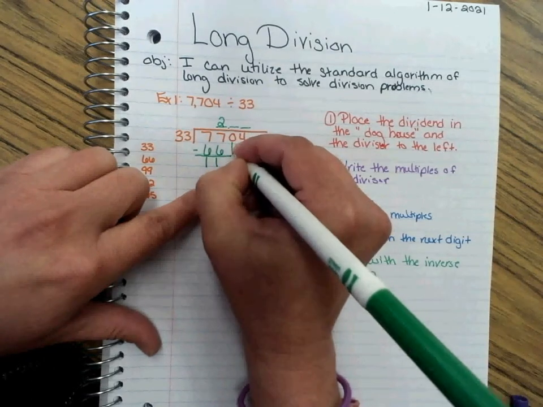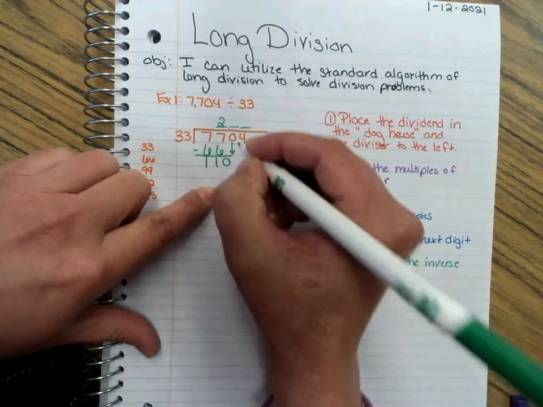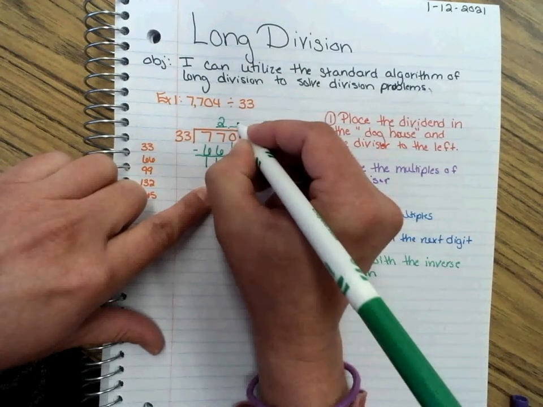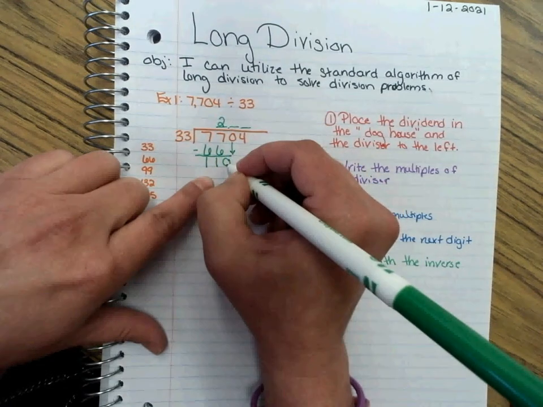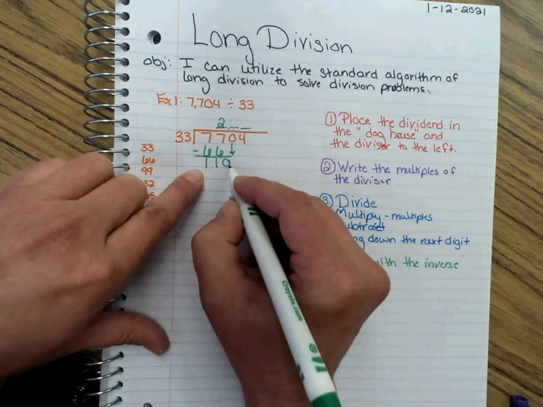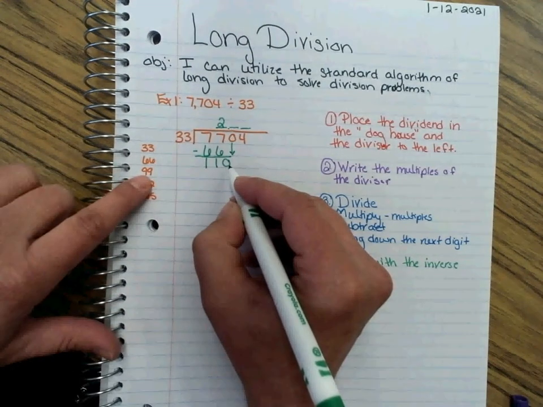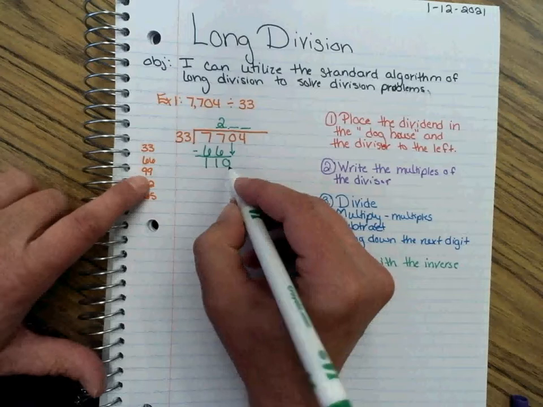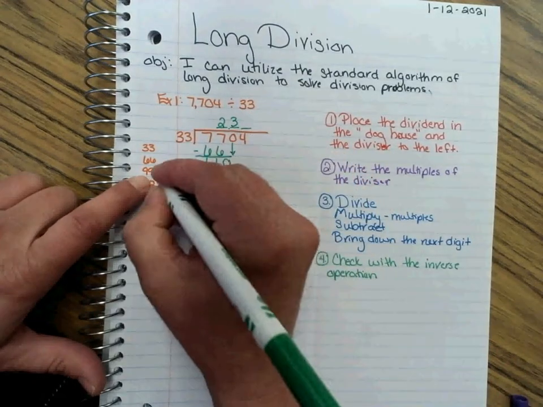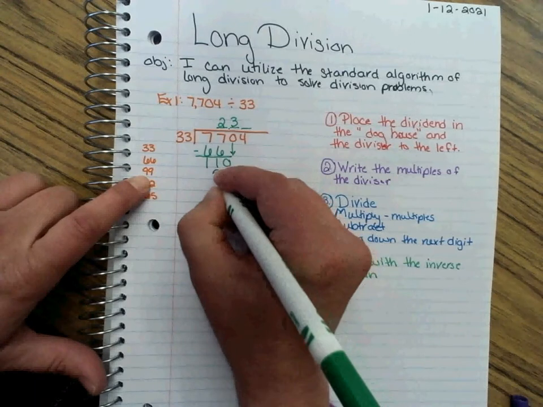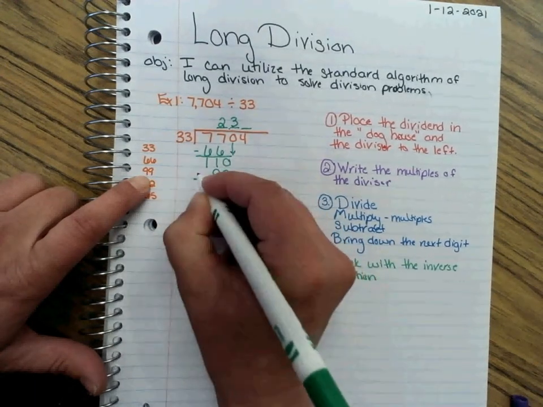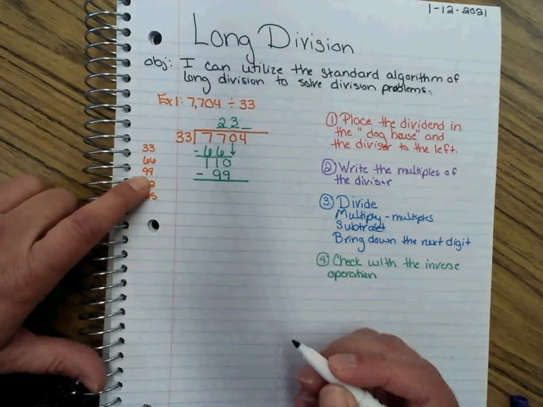So now I'm at bring down the next digit. Well, my next digit is a 0. So now I'm working in the place above the 0. That's where I'm going to write the next digit of my quotient, right above the 0, because that's where I'm working. So now I do 110 divided by 33. Well, 1, 2, 3, 99 is as close as it gets. I put a 3 here. 33 times 3 is 99. I put my 99 here. I've got to keep everything nice, neat, and lined up.